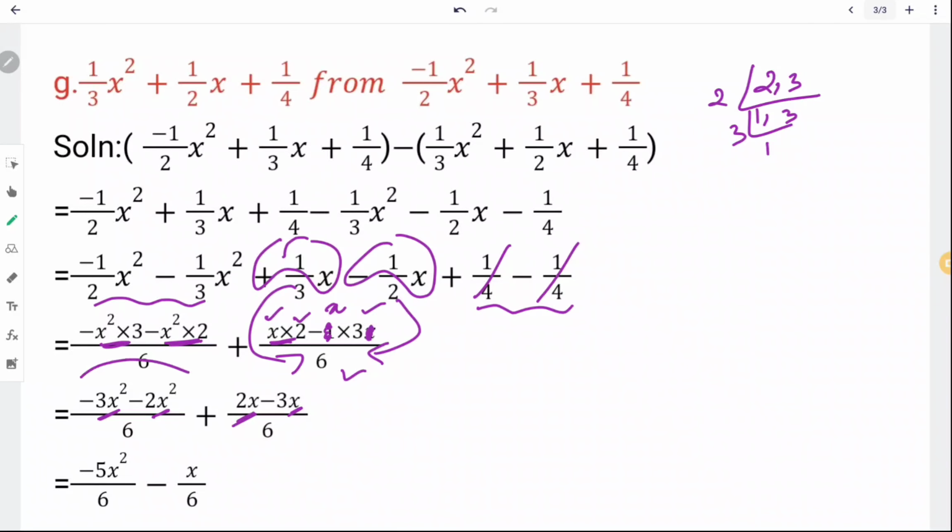Now if you look here, these two, they're both minus, right? Minus 3x squared minus 2x squared, which means I can add them, but the sign will be minus. So minus 3 minus 2, minus 5x squared divided by 6. Here if you look, 2x minus 3x, you can see that minus is greater than the plus, right? 2 minus 3, I'll be left with 1, or minus 1x. Okay, I'm just simply going to write it as minus x, and then the denominator is 6.